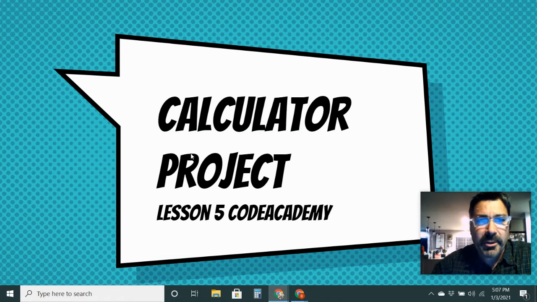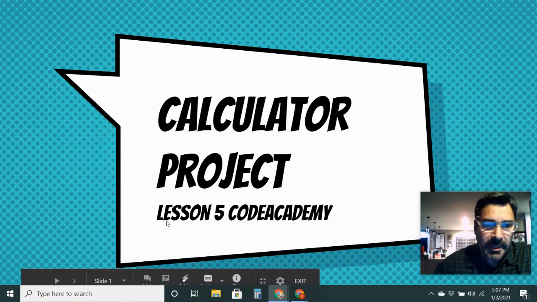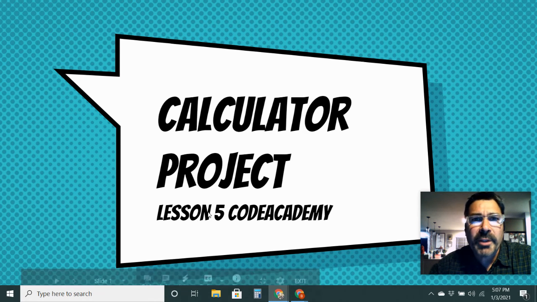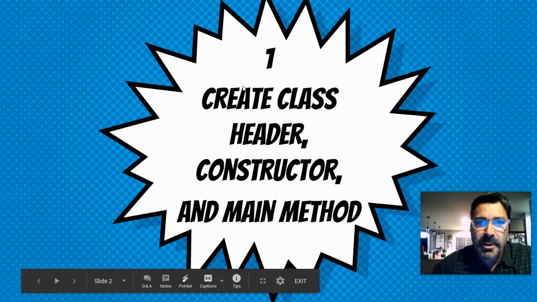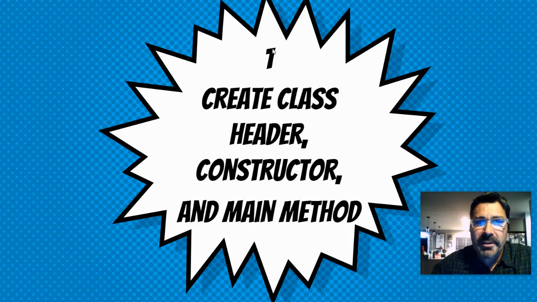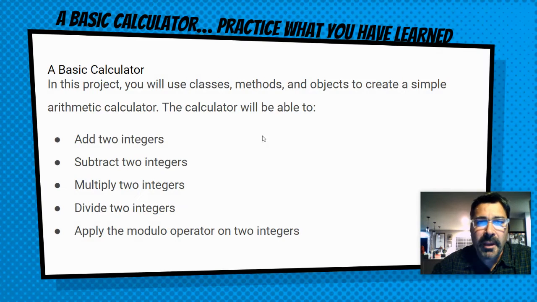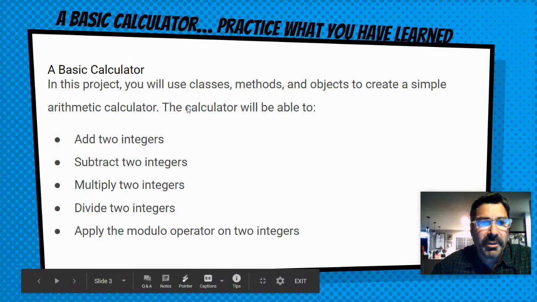We're going to do a calculator project. Basically, we have finished lesson 5 in Code Academy, and we're going to do a project that reinforces all the stuff that we have learned. In this particular lesson, lesson 1, we're going to create a class header, a constructor, and a main method. Throughout the whole project, we're going to do all of this stuff.